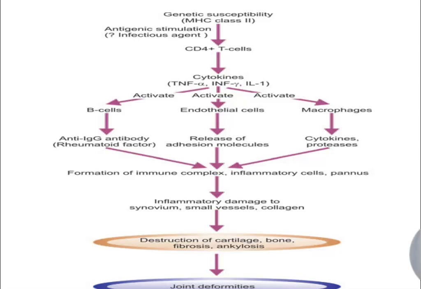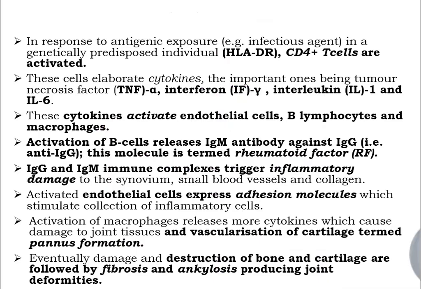So in accumulation, we'll see macrophage activation also. Ultimately, the cytokine activation may lead to the release of more adhesion molecules, activation of macrophages, and simultaneously activation of the rheumatoid factor through B cell activation. Ultimately this will lead to the formation of immune complexes and inflammatory cells, which we also call pannus formation. Because of all these things, we are seeing the deformities in the synovium. That may lead to the destruction of cartilage and bone, and finally to the development of joint deformities, and finally all these things will be considered as rheumatoid arthritis.